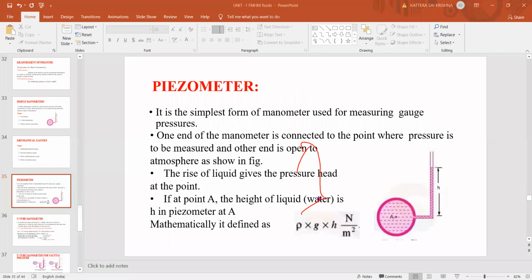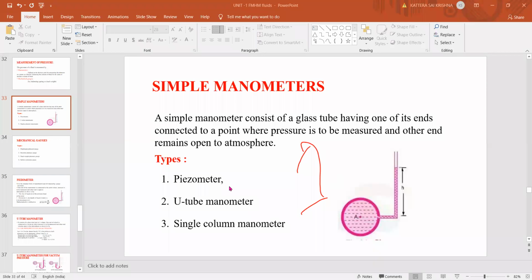Okay. So this is the formula: capital P, the pressure in this tube at point A, is P equal to rho GH, where rho is the density of the fluid and H is the height of the fluid in the tube. Okay. So these are the three types of simple manometers, that is piezometer, U-tube manometer, and single column manometer.